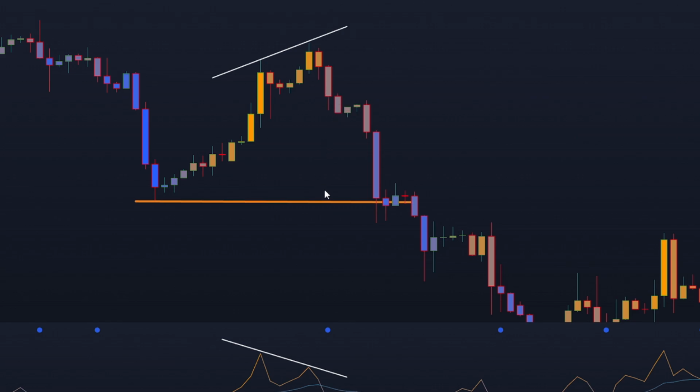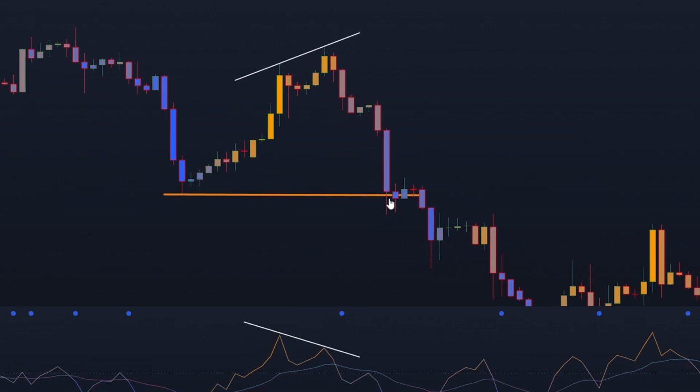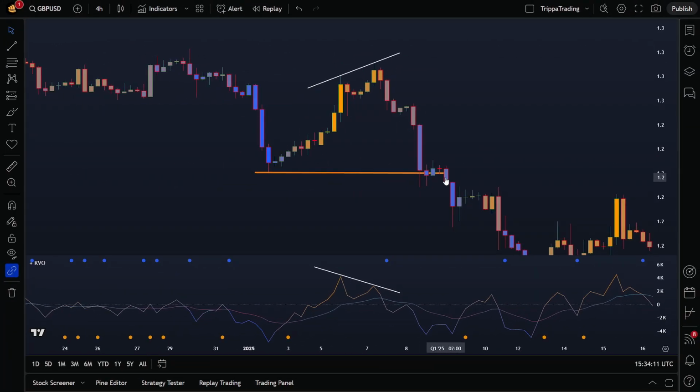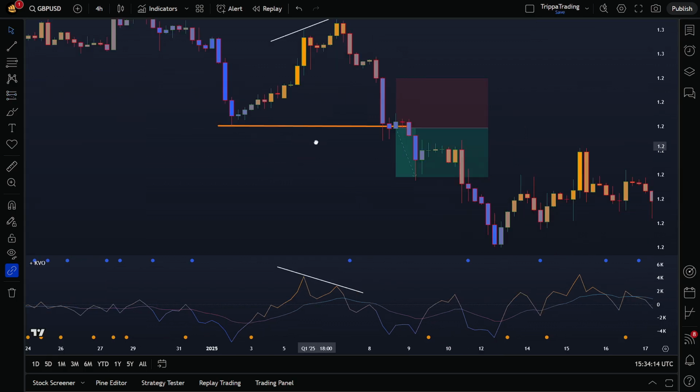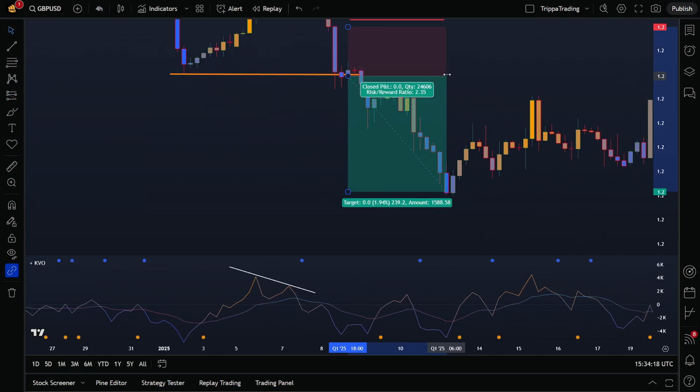However, not every divergence leads to an immediate reversal. To confirm that the uptrend is truly ending, we can also mark the previous low of the divergence pattern and wait for the price to break below this level. Once that happens, we can confidently enter a sell position.